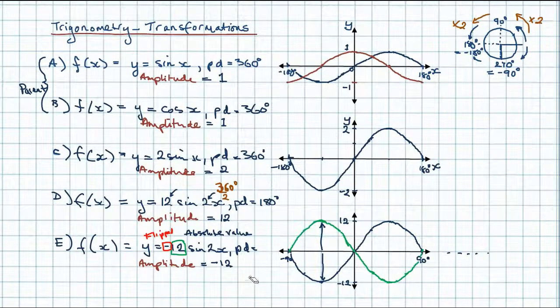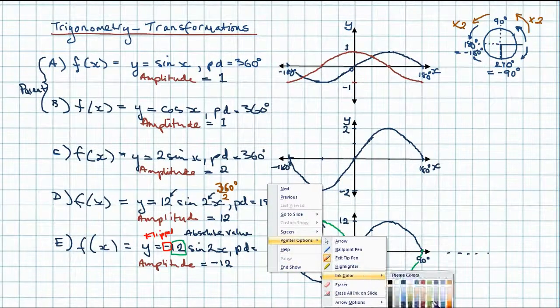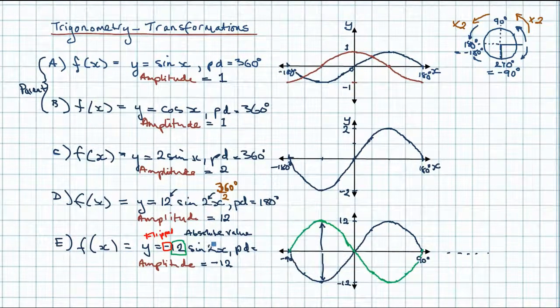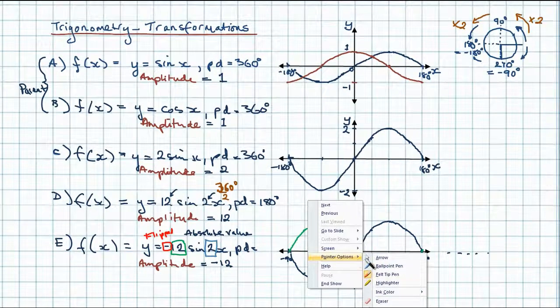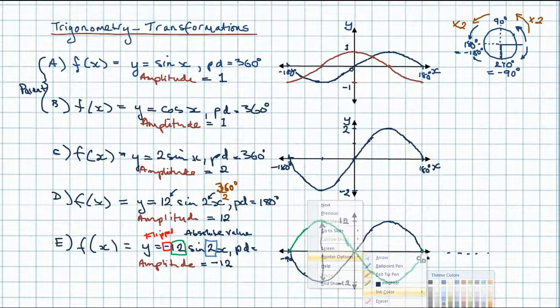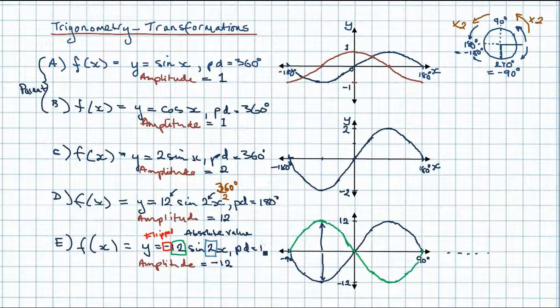All right, and then the final thing that you want to look at, if we just summarize all of this, is this value here. Is there a coefficient in front of the x? Now if there is, it's going to halve, in this case, the period. So we found that the period here was, as it was in problem D, 180 degrees.